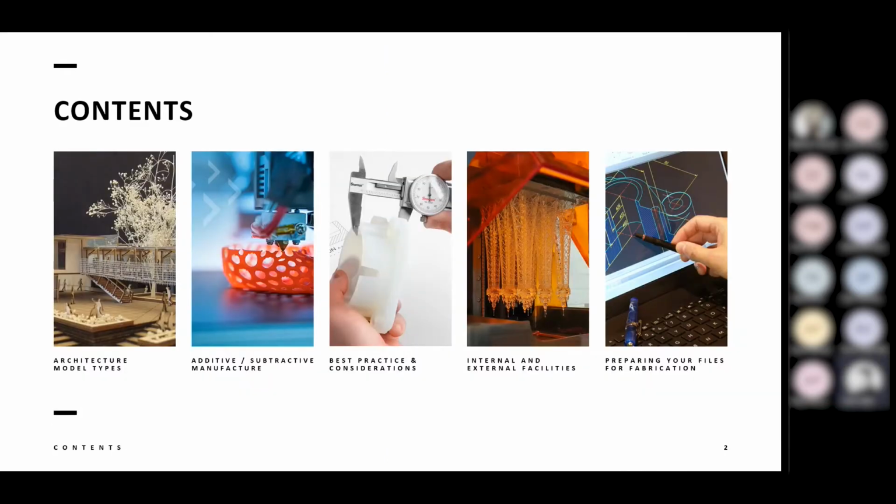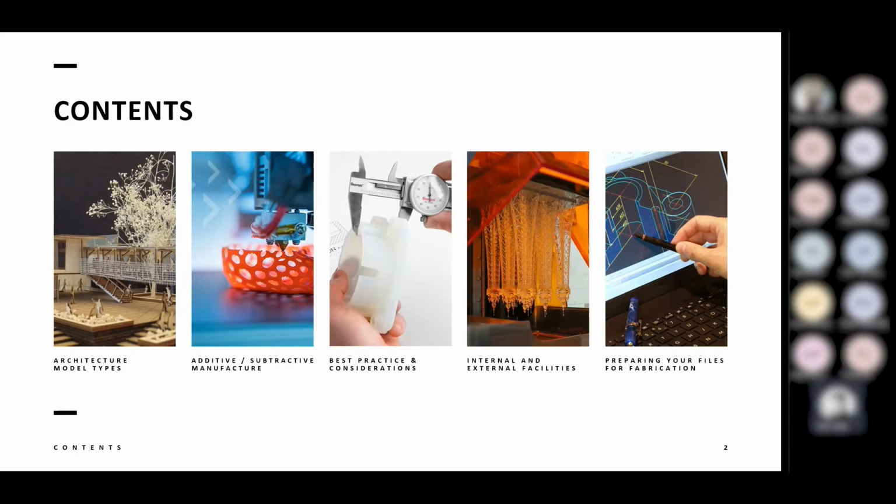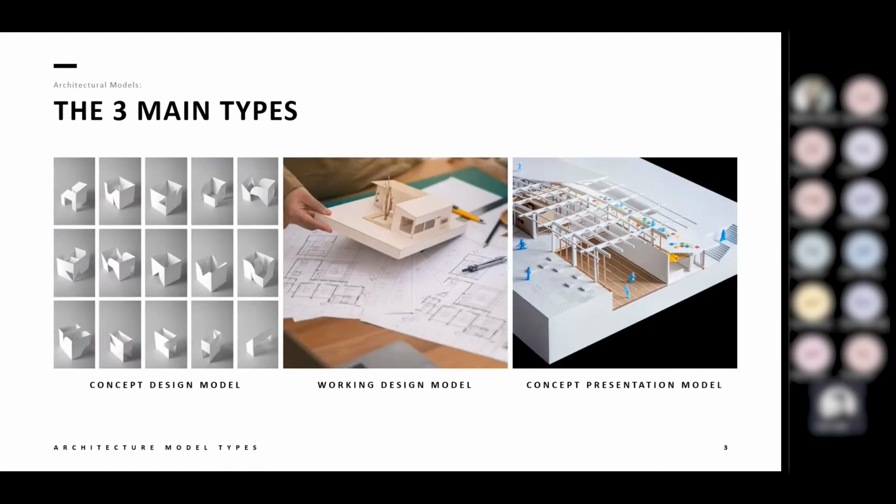And essentially, we're going to go through these elements today. We're going to look through the core architectural model types. We're then going to look at additive and subtractive manufacture. We'll look at some best practice and considerations for how you can engage with these and use these in your own models. We'll look at your internal and external facilities, what you can access. And then we'll show you how to prepare your files for digital fabrication. And as I said before, I do have a few examples of some models that we can hopefully play around with today. So getting straight into it, architectural models.